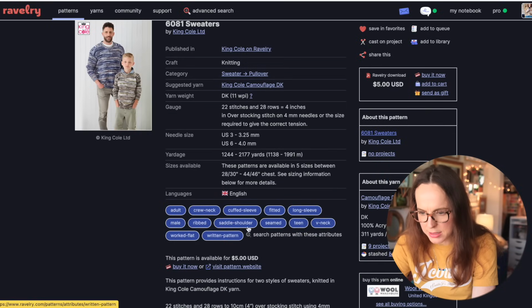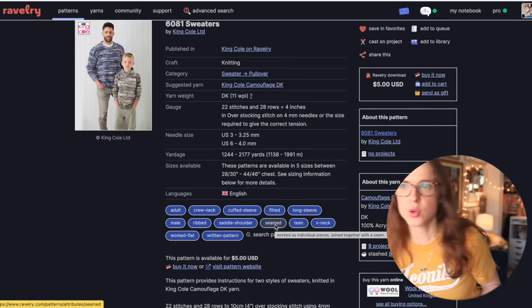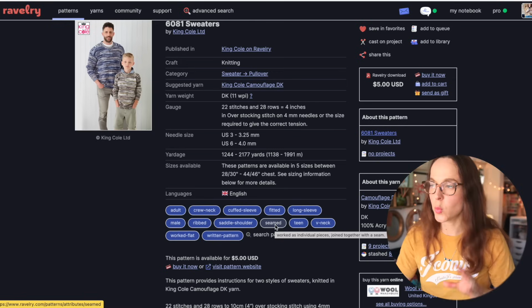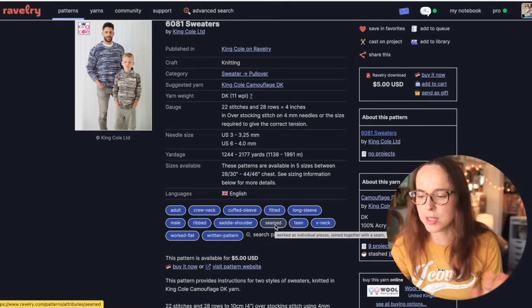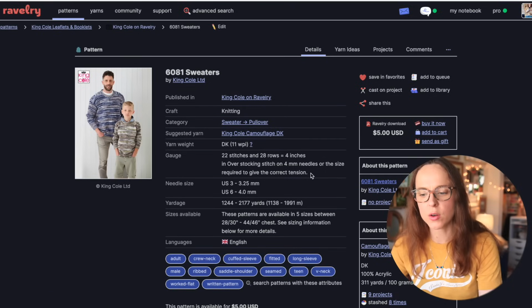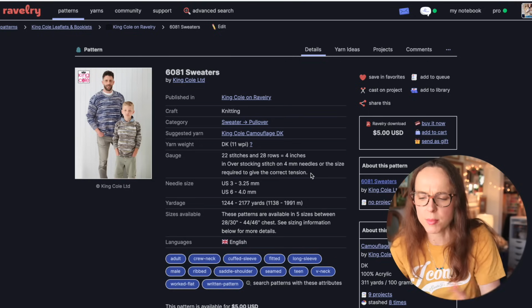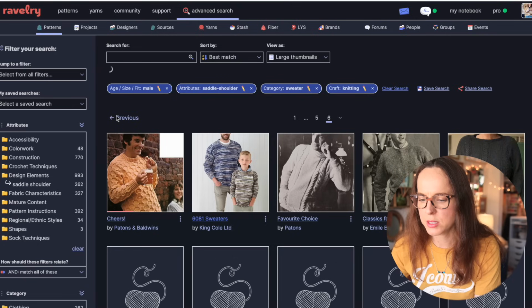Worked flat and seamed. You're going to find more saddle shoulder sweaters that are worked flat and seamed than you are going to find contiguously knit or seamless ones. However, more of these contiguously knit saddle shoulder sweaters are becoming more prevalent. Okay, let's do.